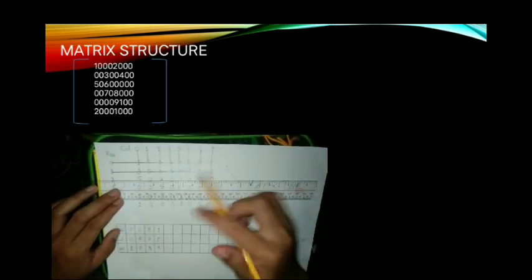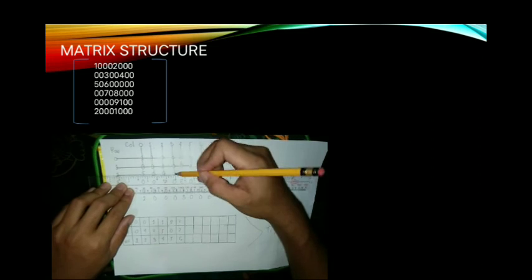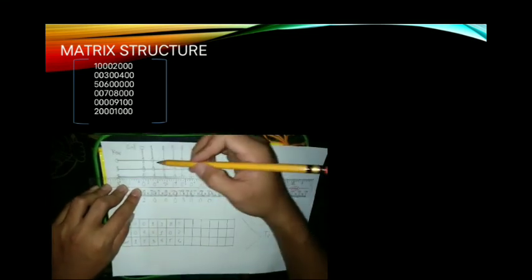Now that we're done, we will proceed to row 2, column 0. Row 2, column 0, the value is 5. We'll write here row 2, column 0, value is 5. Row 2, column 1, value is null. Row 2, column 2, the value is 6. Row 2, column 3, value is null. Row 2, column 4, value is null. Row 2, column 5, value is also null. Row 2, column 6, value is also null. Row 2, column 7, value is also null.